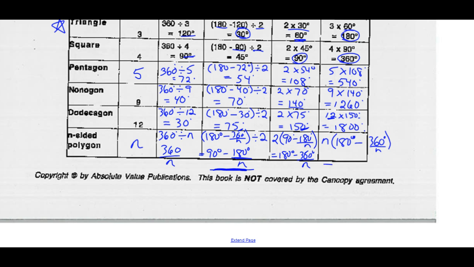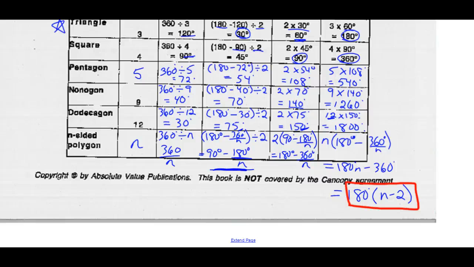If I expand that out then, n times 180 is 180 degrees times n, and n times negative 360 divided by n is just minus 360 degrees. All right, so you could make that statement: 180 degrees times n minus 360 degrees. Or if you want to use factoring, you could factor out a common factor of 180, and you're left with n minus 2. So you're going to see this written probably more often than not as the sum of the interior angles of regular polygons.